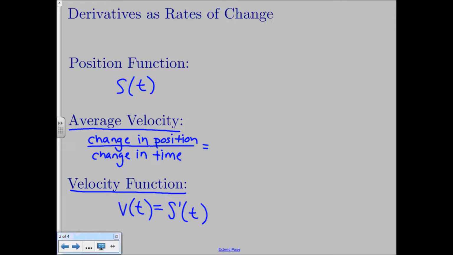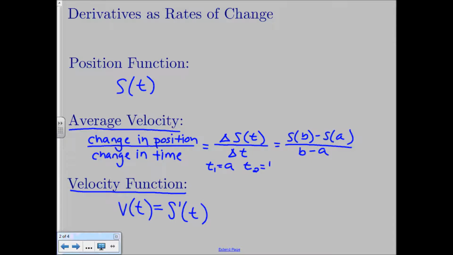So the change in your position we can write as delta, that triangle symbol, of s of t, over your delta t. So in other words, your change in the position function over the change in time, which if you're looking over the interval from a to b, it might be s of b minus s of a over b minus a, where t1 equals a and t2 equals b. So that's a lot of variables, a lot of letters, a lot of different things to remember. So let's go and do some example problems and see how this works.